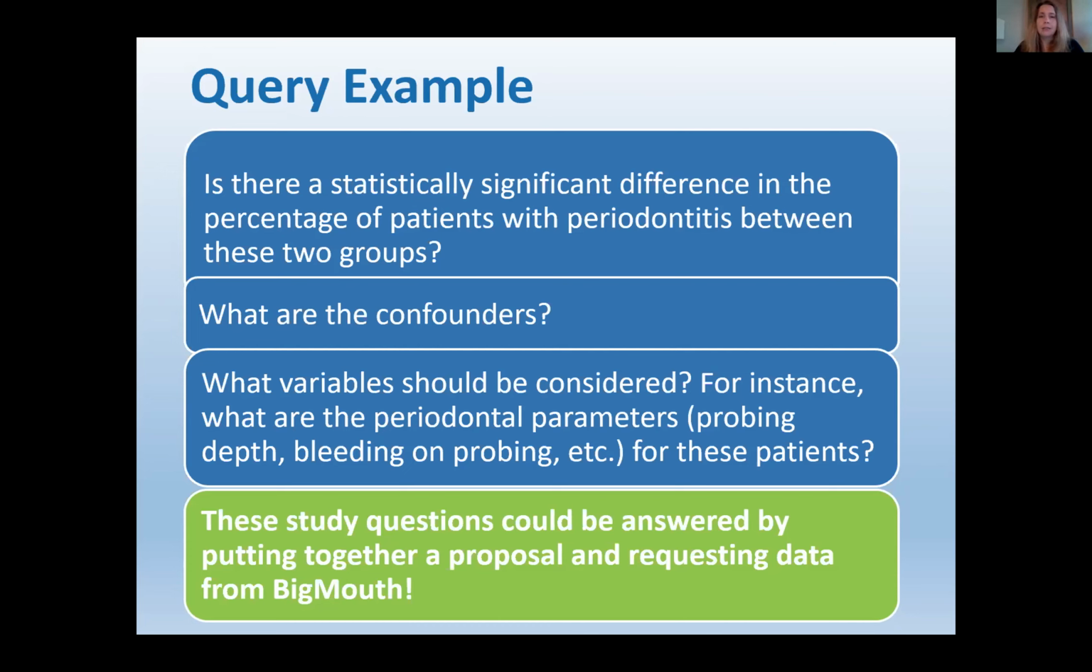That was discussed in Udo and Alpha's talk too, just about what confounders might be involved leading to these numbers. And you would think about what variables you want to look at. What's interesting is all the periodontal parameters and all the odontogram information is within BigMouth. So you may not see it on that query format that I showed, but it's all extractable. If you want to have the bleeding and probing for these patients, that can all be extracted.